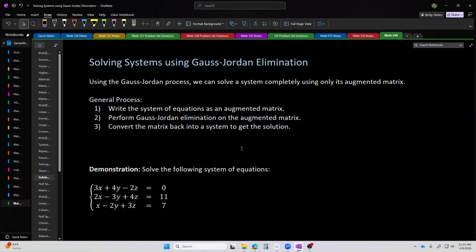Once you have done that, you take your matrix, which is in reduced row echelon form, and you write it back in terms of the original variables to get the solution to that system, or potentially to realize that there are infinitely many solutions, or potentially to realize that there are no solutions.